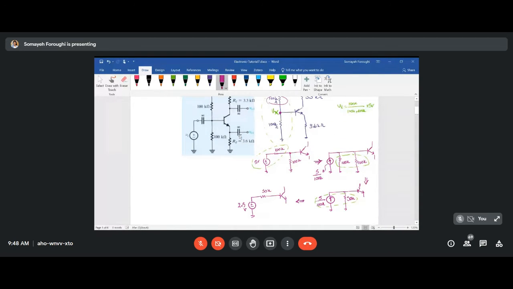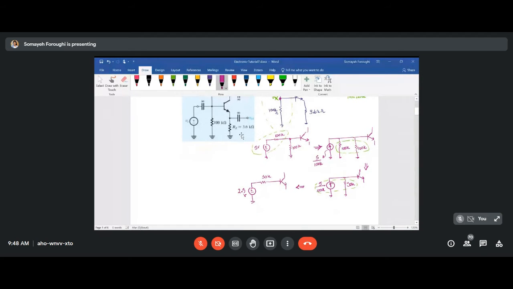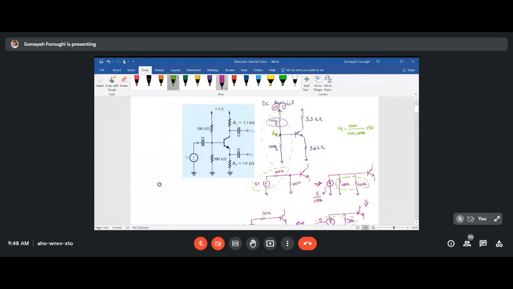Follow where we start, where we're headed to. We started from a simple bias, did some conversion between Norton and Thevenin, and ended up here, and that's just super easy. Instead of doing all this Thevenin and Norton, you could simply do some voltage division, finding the voltage of Vx, and that will give you 2.5 volts.